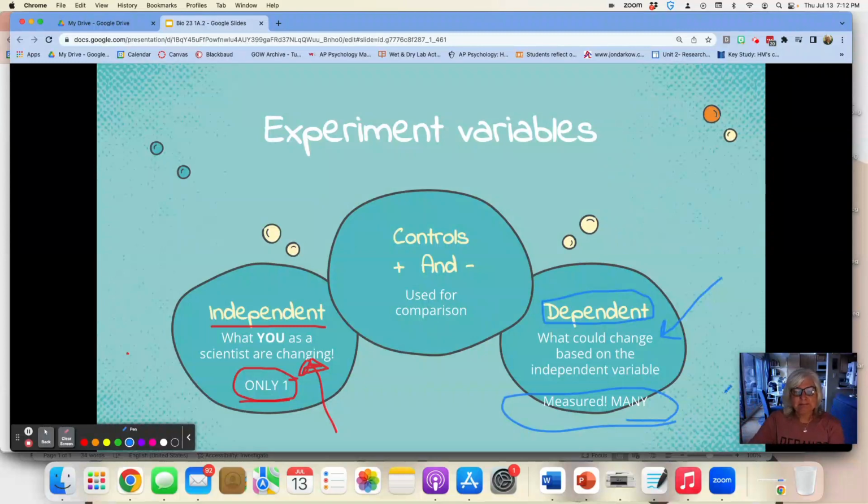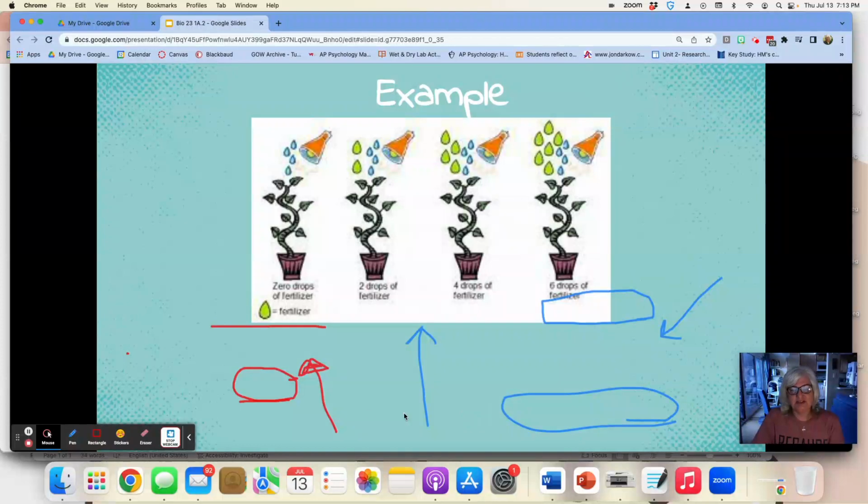What effect do you think that your independent variable is going to have on the dependent variable? Finally, we have controls, positive and negative, and I think you'll learn a little bit more about those through examples. But basically, controls are going to be used for comparison to see if your independent variable actually did cause a change. So let's do an example.